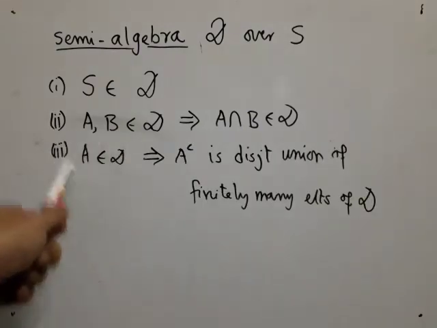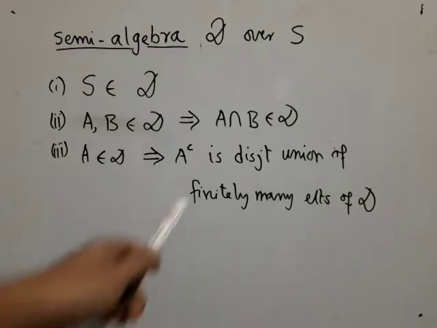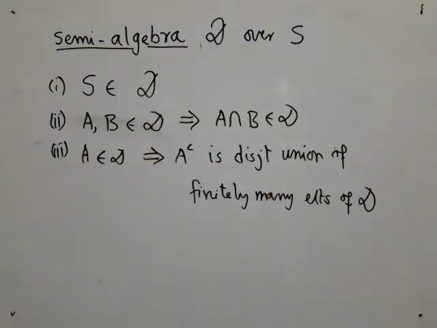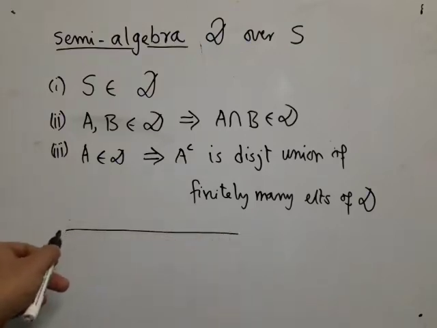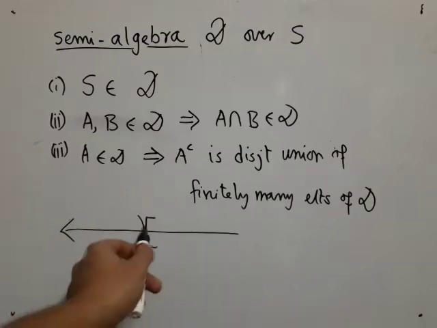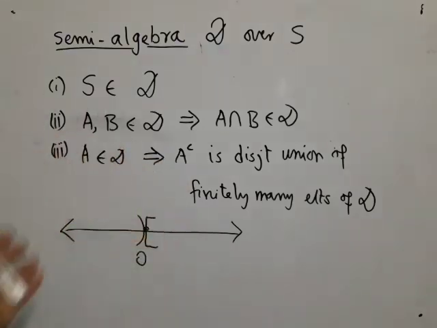Now, this is something like saying it is closed under complementation, but not quite. If you take any set, its complement need not be in script D, but it can be expressed as the disjoint union of finitely many elements of script D. We are basically mimicking whatever we can say about intervals. Suppose I take the entire R and I take this interval from minus infinity to 0. And I take its complement, then that will be closed 0 to plus infinity. So its complement is again an interval, and so it lies in our set.